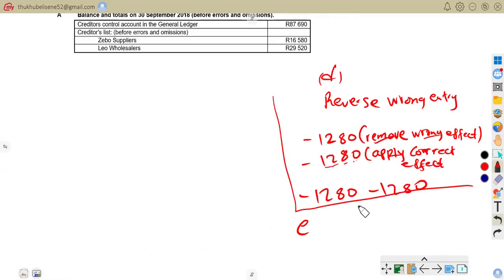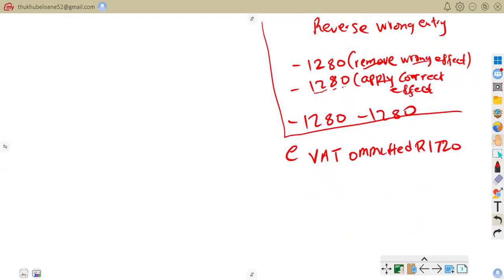So what we are going to do, we are going to make sure that the VAT omitted, we are saying is how much? VAT omitted is 1,720. It's 1,720. So we have to increase that because it was omitted. So as we are to bring it back, and that will show increase. VAT increase amount owed. Amount owed as it was omitted.